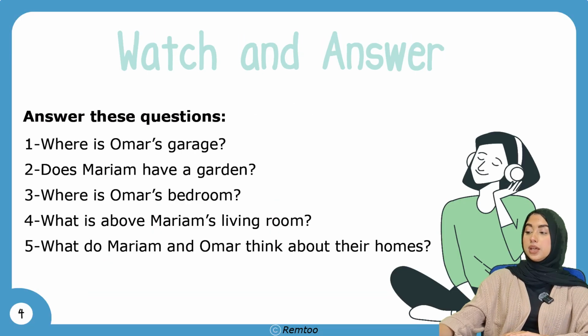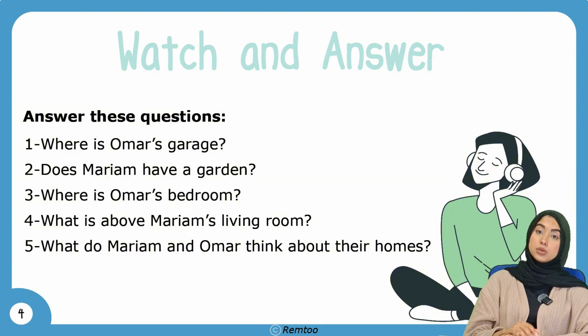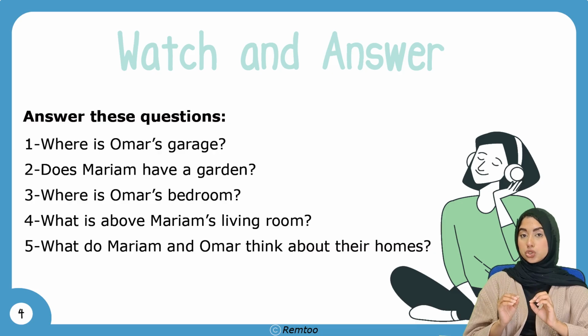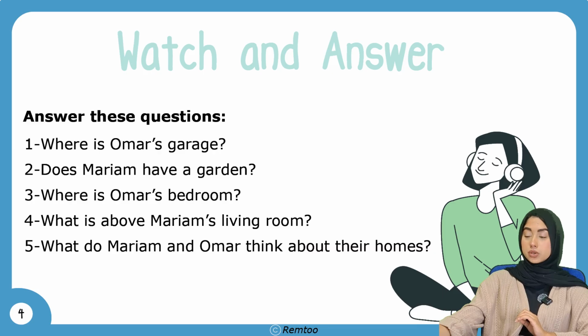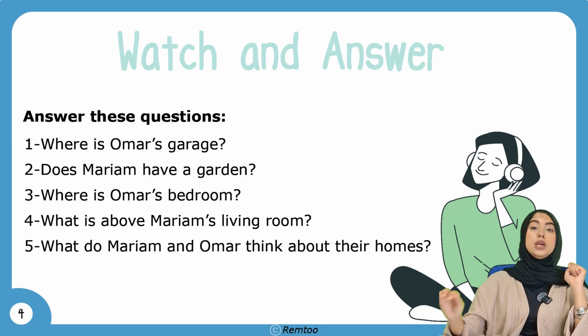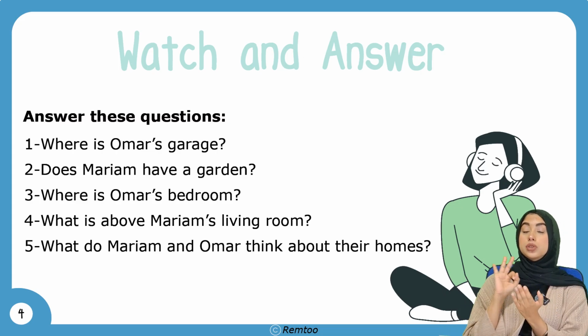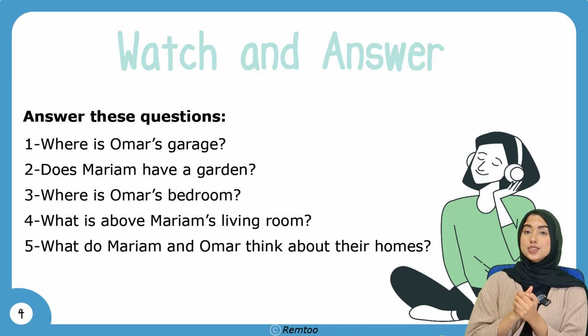All right. And now you're going to watch a video 3 times and then you will answer some questions. But please, before watching, I need you to read the questions, all right? So question 1, where is Omar's garage? 2, does Miriam have a garden? 3, where is Omar's bedroom? 4, what is above Miriam's living room? 5, what do Miriam and Omar think about their homes? Okay, yes. Now please go and watch the video 3 times and then get back so you can answer together.